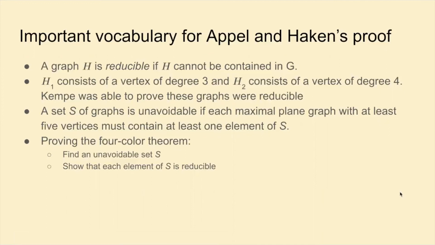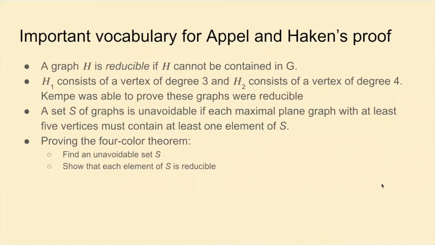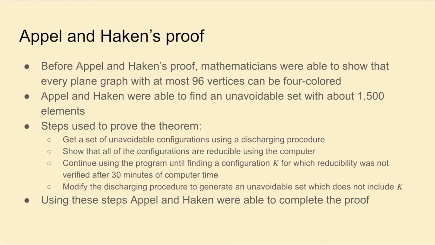H1 consists of a vertex of degree 3 and H2 consists of a vertex of degree 4. Kemp was able to prove these graphs were reducible as shown in the previous slides. A set S of graphs is unavoidable if each maximal plane graph with at least 5 vertices must contain at least one element of S. In proving the four-color theorem, the idea was to find an unavoidable set S and show that each element of S is reducible. Now we look at Apel and Hagen's proof.